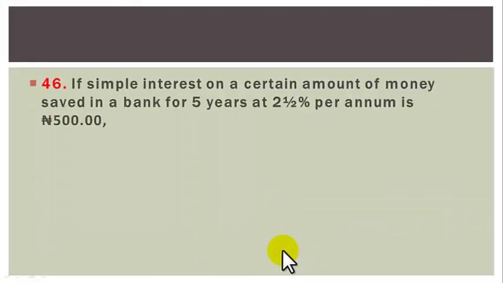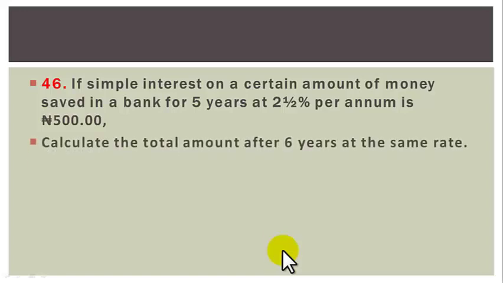Question number 46. If simple interest on a certain amount of money saved in a bank for 5 years at 2.5% per annum is 500 naira, calculate the total amount after 6 years at the same rate. Solution.